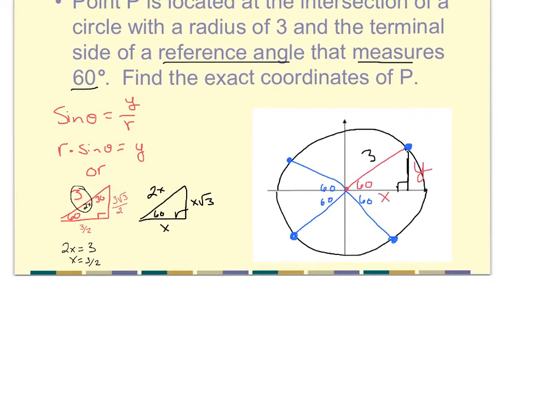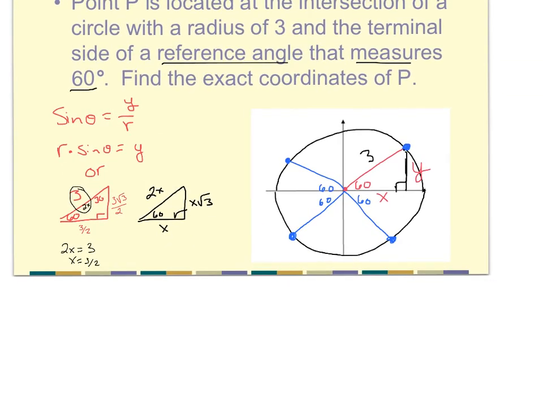And so now, looking at our pieces, I drew it in the same perspective as this initial triangle. So I now know that this guy right here is 3 halves, and this guy right here is 3 root 3 over 2. Okay, so that makes this point 3 halves, comma, 3 root 3 over 2.